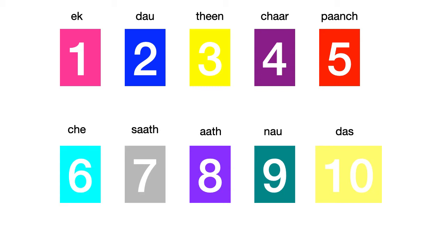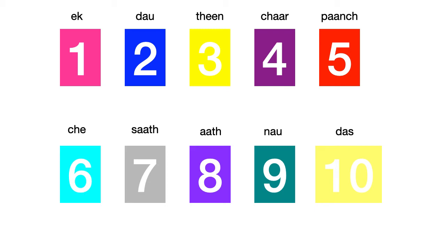We would say एक, दो, तीन, चार, पाँच, छः, सात, आठ, नौ, 10. Let's do it again. एक, दो, तीन, चार, पाँच, छः, सात, आठ, नौ, 10. One more time. एक, दो, तीन, चार, पाँच, छः, सात, आठ, नौ, 10.